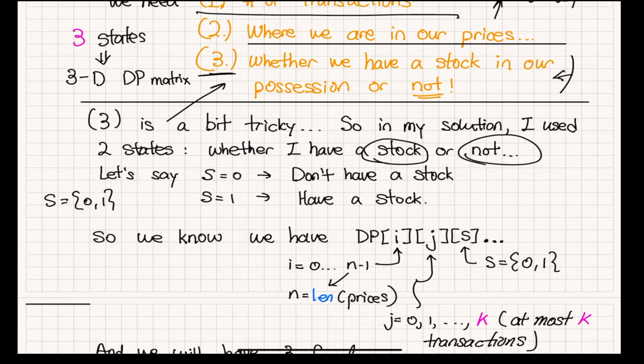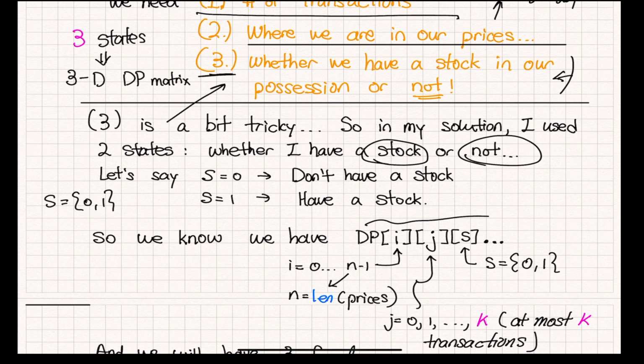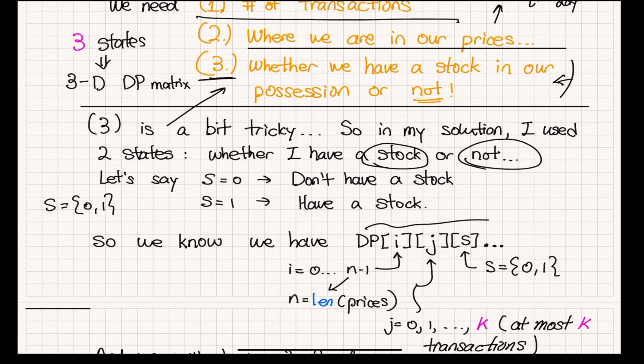Before we get to that, our DP entries will be something like this. We have DP of i, j, s, where i is from 0 to n-1, where n is the length of price. j is the number of transactions we have right now, so j will run from 0, 1 all the way to K. And s is whether we have a stock or not, so we have two states. This order doesn't matter as long as you are consistent.